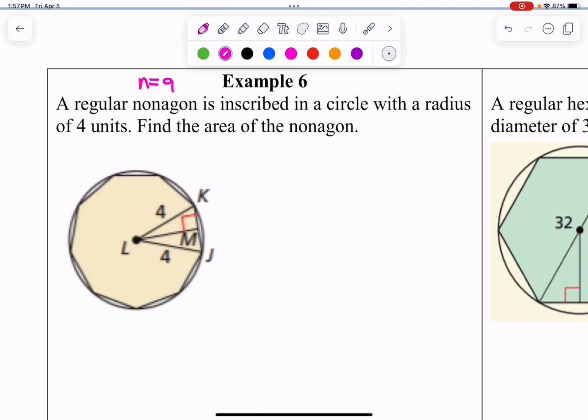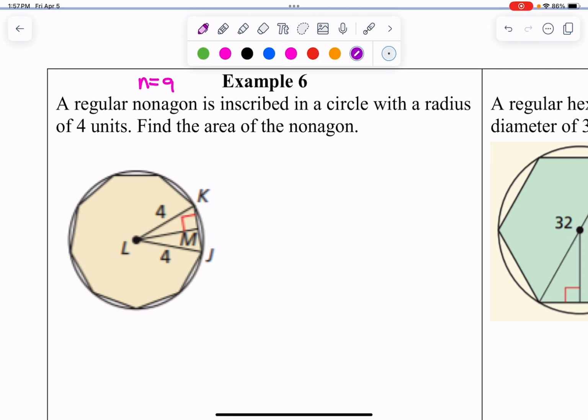And if it's inscribed in a circle, it gives us the idea that we can find the central angle first, and then that'll help us find the angle inside of the right triangle here, angle KLM, and we can use that angle to find half of the side to then find the whole side. And then we can also find our apothem here, LM. So I know that I have to always find my central angle first.